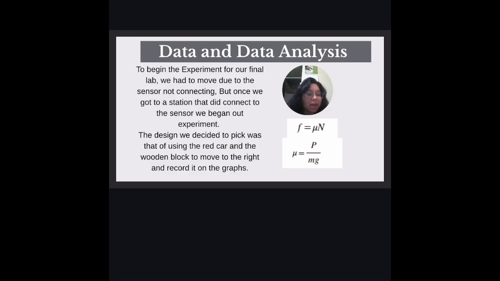So we had the mass of our car, which was 234.3 grams, which we turned into 0.2343 kilograms.